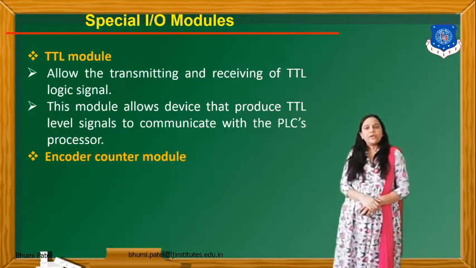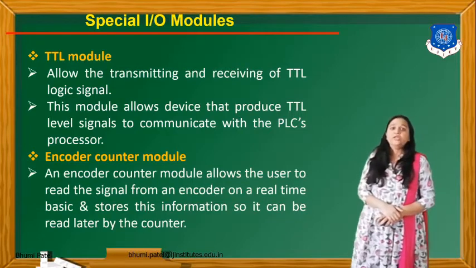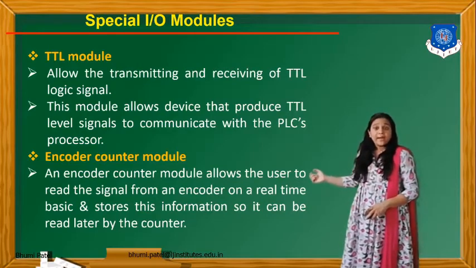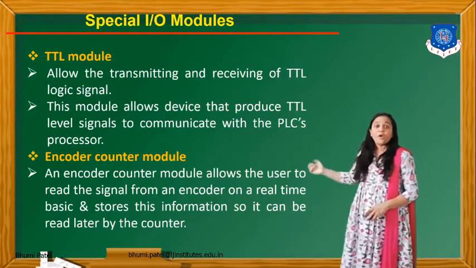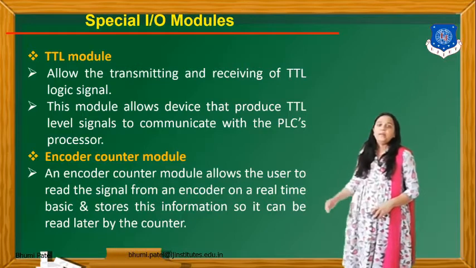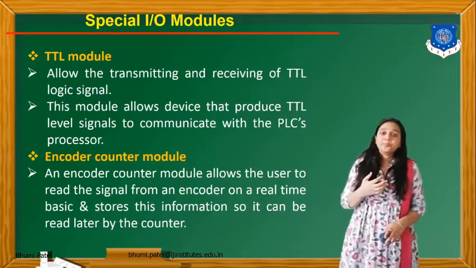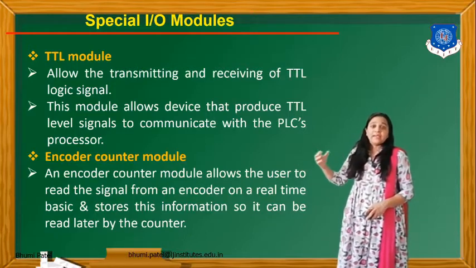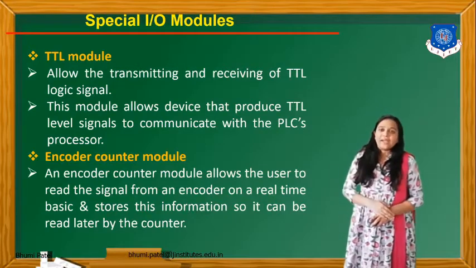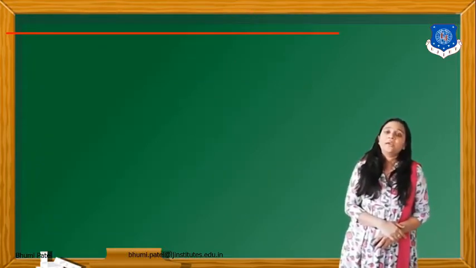Okay, next one is the encoder counter module. Now an encoder counter module allows the user to read the signals from the encoder. That means we can connect the encoder on the input side on a real time basis and store the information, so it can be read later by the counter. So it is the special requirement. If we read the signal from this system, store that data, and then have to count this value, at that time we can use the encoder counter module. So this is the application of the encoder counter module.